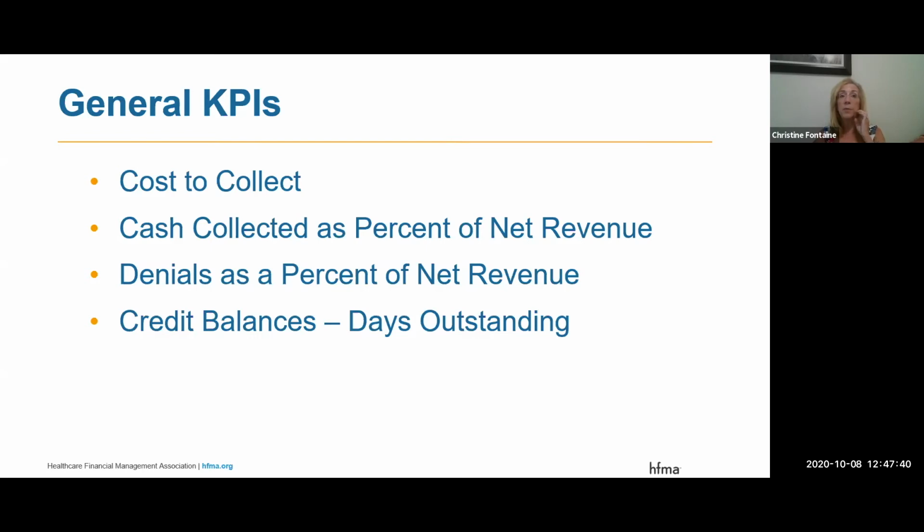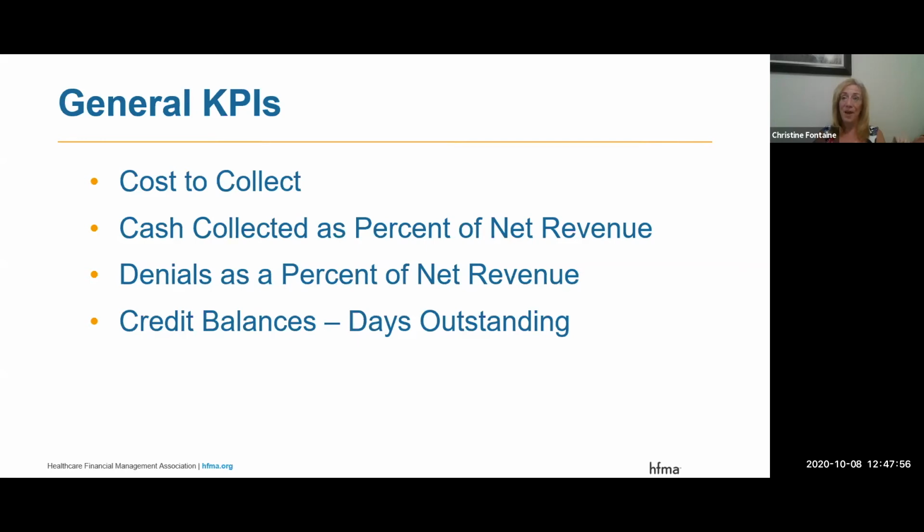Cash collected as a percentage of net revenue, and that's my real opportunity, right? This key performance indicator is known as the net collection rate. It lets you know how much actual cash you collected as a percentage of what was available to collect. It is the ratio of cash to net revenue.